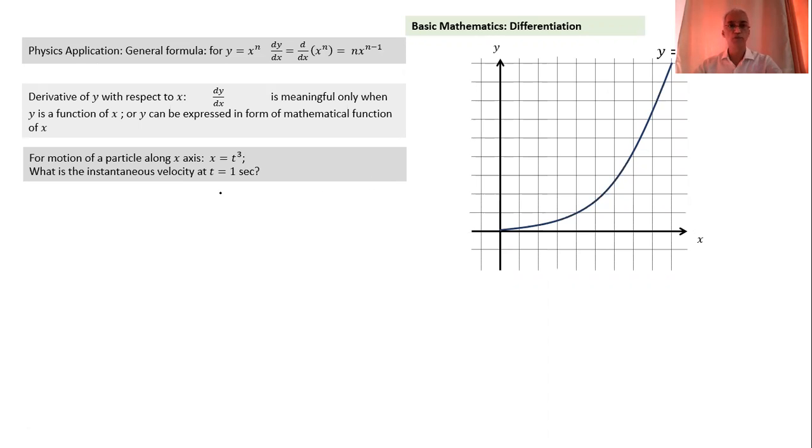So again, let's use an expression x is equal to t cubed. The position of a particle moving along the x-axis is varying with time. So the position of the particle and time are given here. Time is one variable which we can represent on the x-axis, and position along the x-axis we represent on the y-axis. So we need to find what is the instantaneous velocity at t is equal to 1 second.